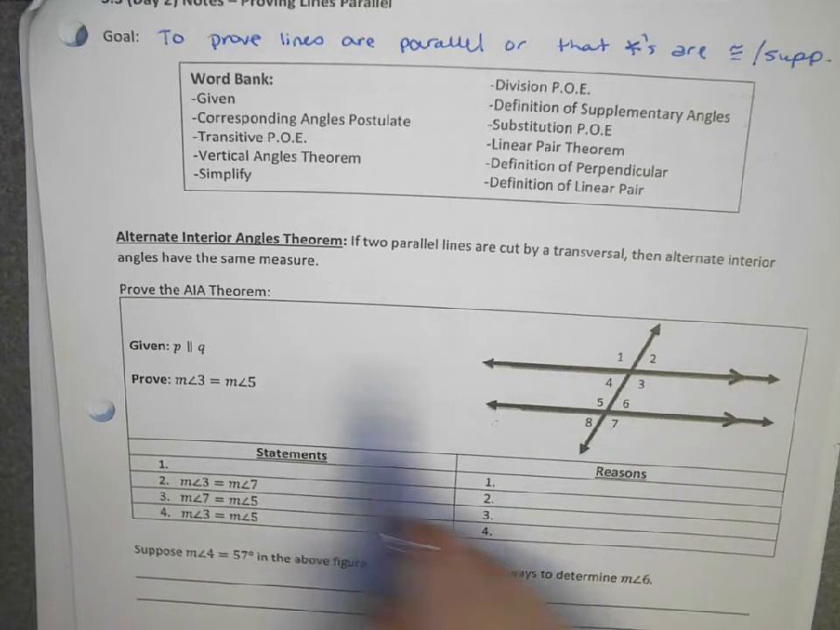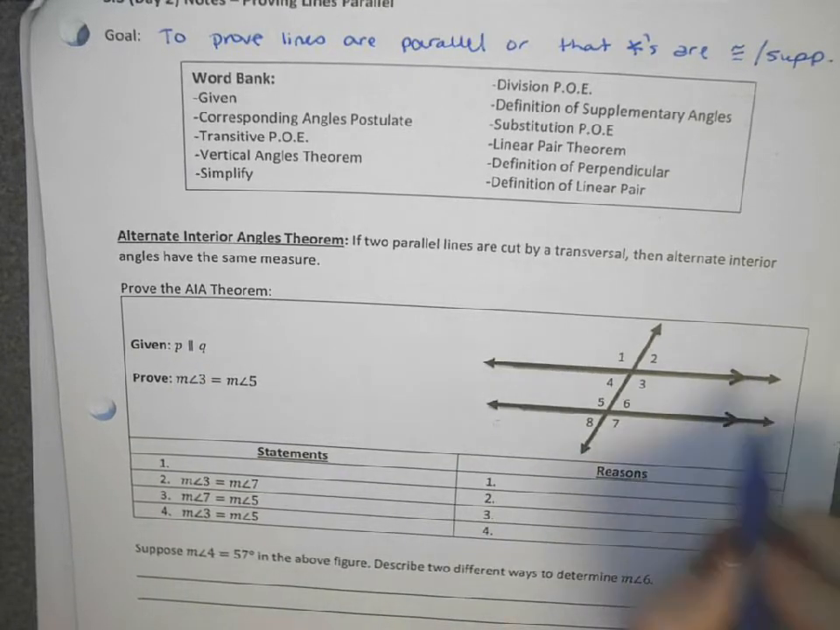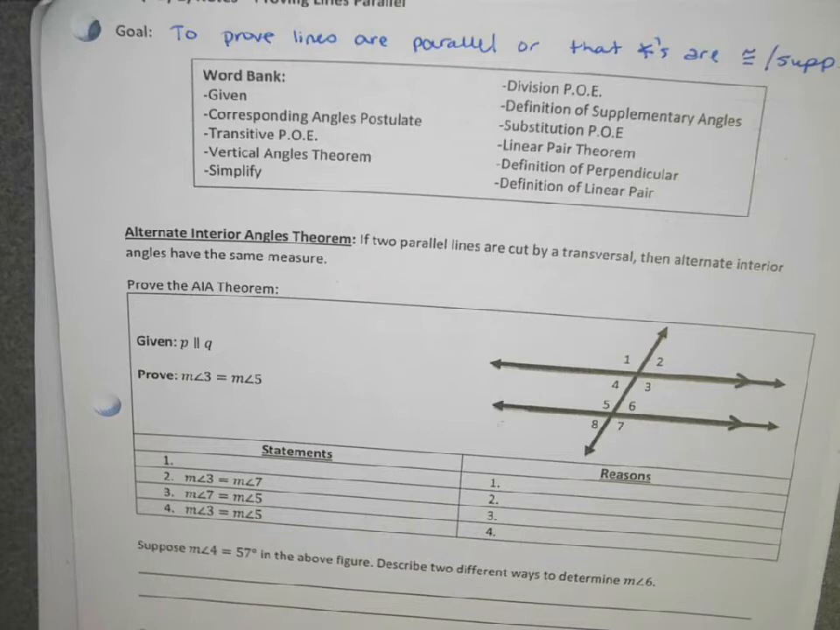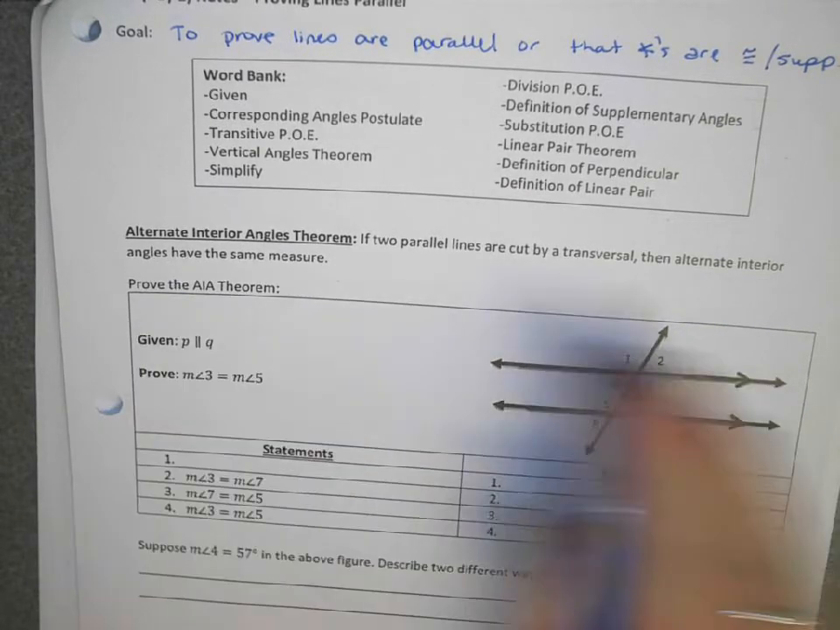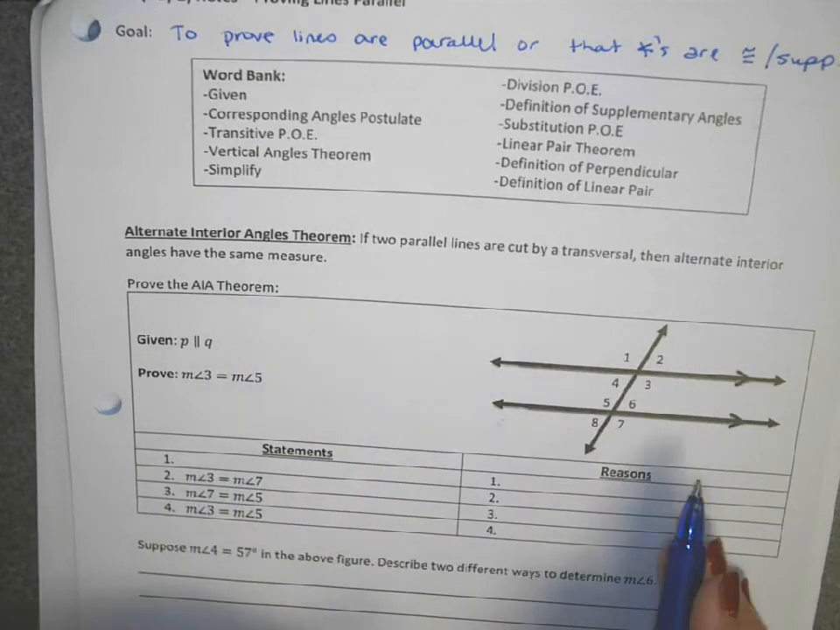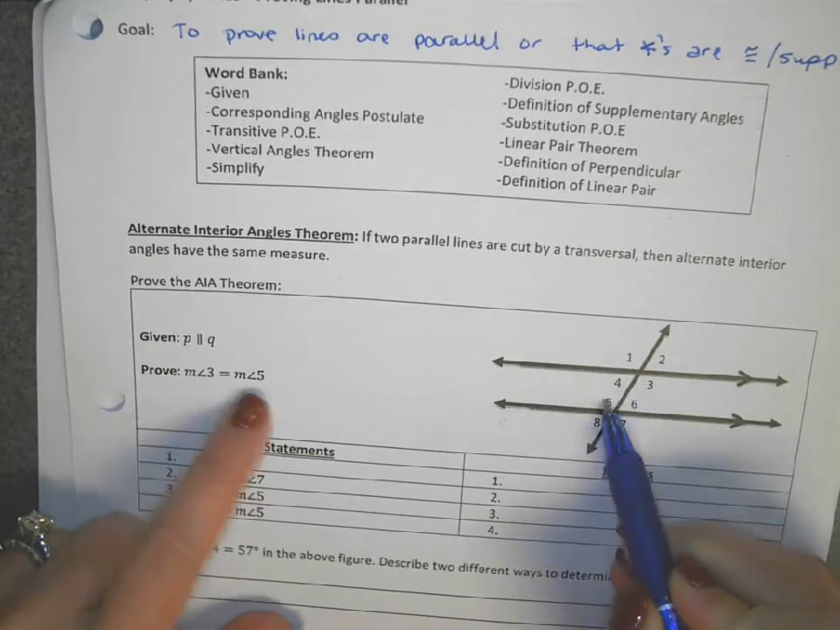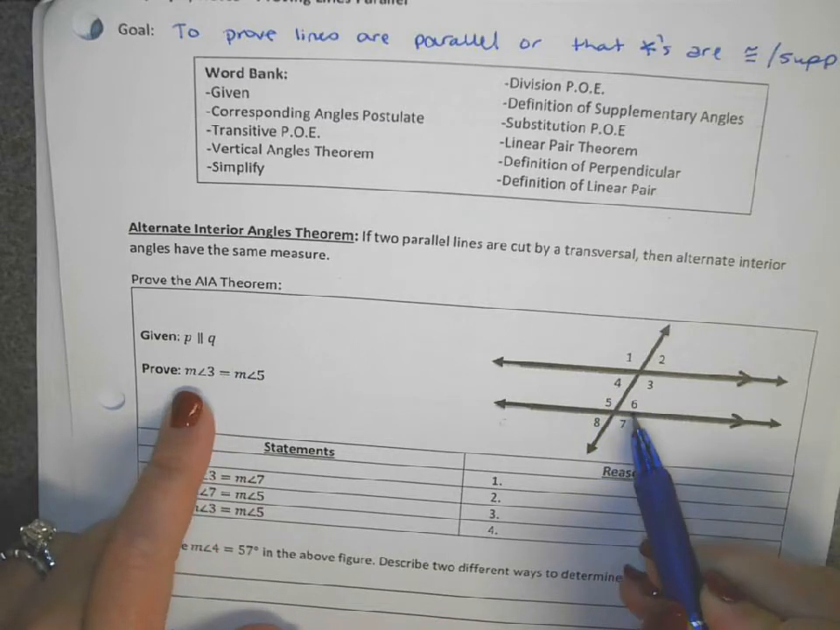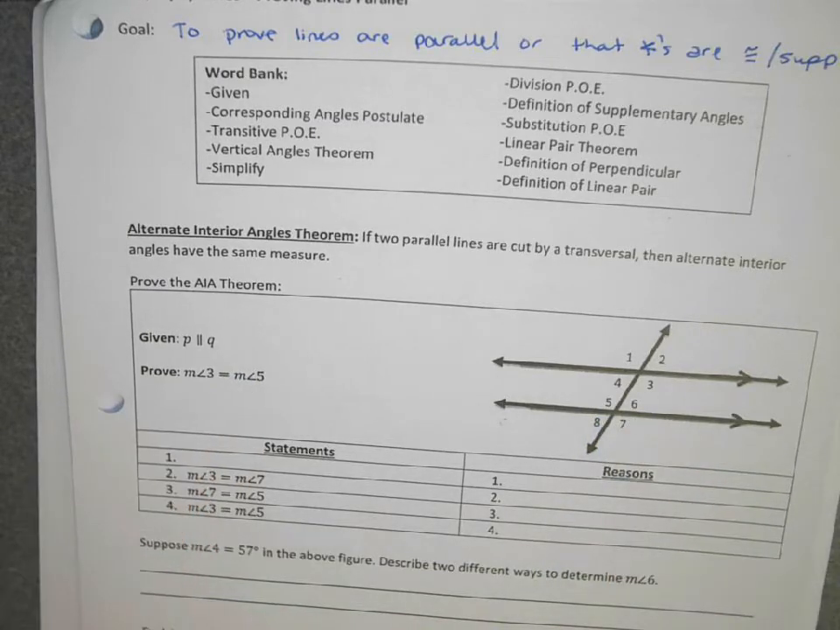So we're given that these two lines are parallel. That's what these arrows right here show, that these lines are parallel. We're trying to prove the then part of our statement, that alternate interior angles have the same measure. So they said 3 and 5 have the same measure because those are alternate interior angles. We could have also said 4 and 6 have the same measure. It doesn't matter. Okay? Remember, theorems have to be proven, but postulates are assumed to be true.